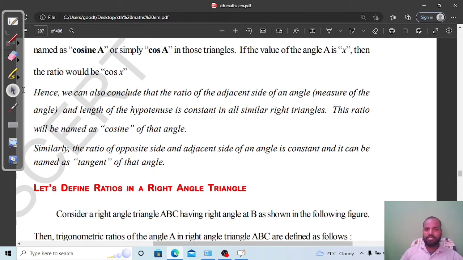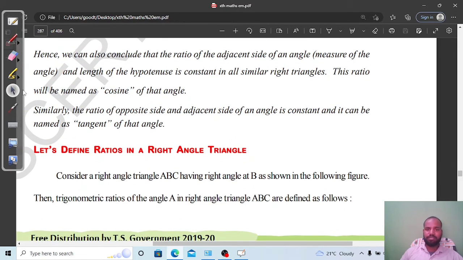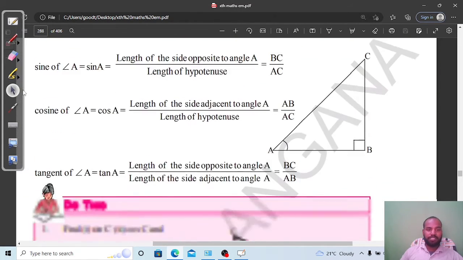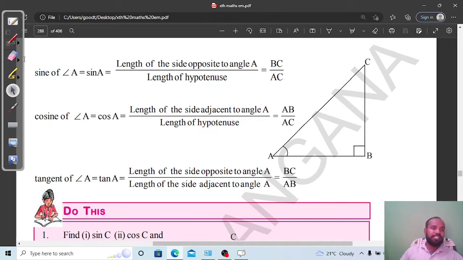This is all I explained with simple examples. Next, ratios of the right angle. Sine of angle A is sin A. Next, cosine of angle A equals cos A. Next, tangent. Tangent of angle A we simply call tan A. Cosine A is nothing but cos A, and sine A is nothing but sin A, right?